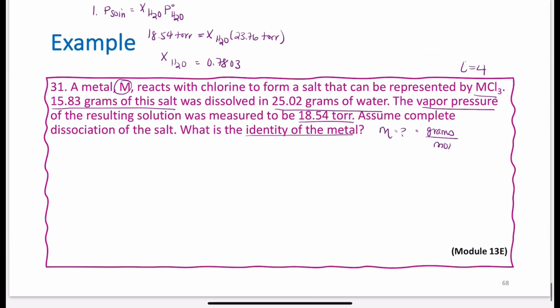So the second thing I'm going to do here, I know my mole fraction should be my number of moles of water divided by the total moles of the system. So the moles of water plus the moles of my salt times 4. Because again, this is the number of moles of particles in solution. The MCl3 is splitting up into 4 things. So it's multiplying that mole by 4.